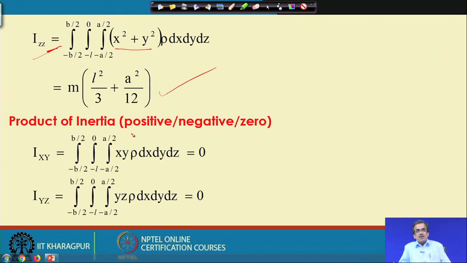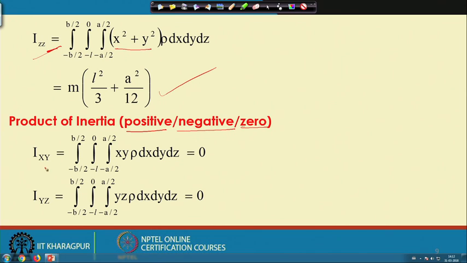Then comes the concept of product of inertia. Now, in place of r square, I will have to write down x y, y z, z x like this. This product of inertia, as all of you know, could be either 0, or it could be negative, or it could be positive. So, all three possibilities are there.